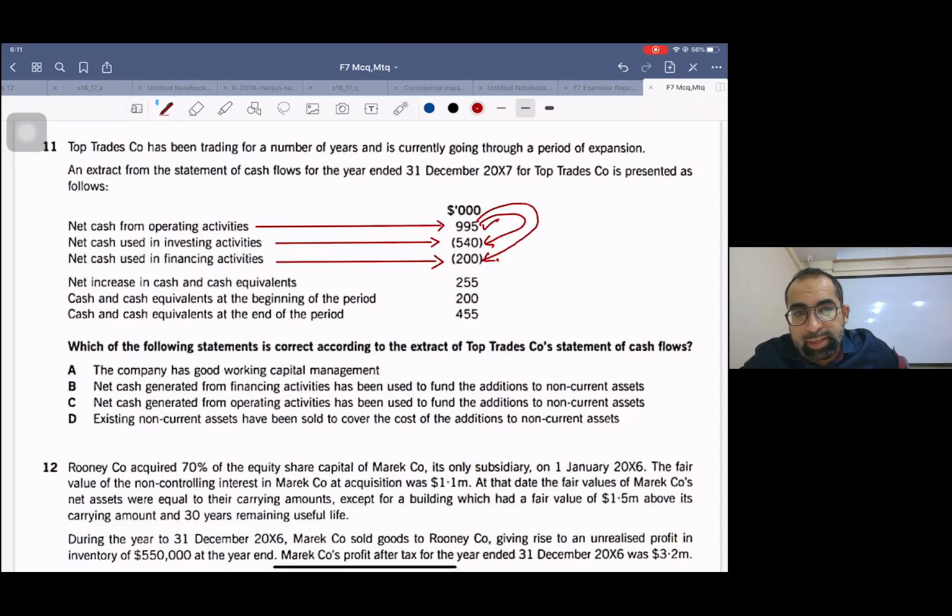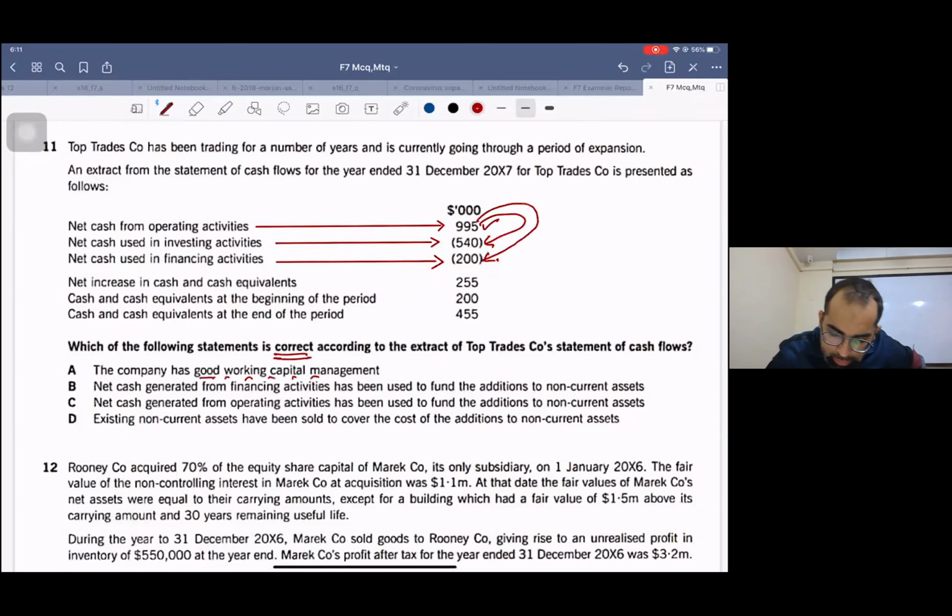Okay, so now let's start. Which of the following statements is correct? We have to give the obvious statement. The company has good working capital management. There is nothing written about working capital, dear student. No mention of inventory, receivables, payables. How can I say anything about working capital? So I should not go with this answer, because this question does not relate anything to working capital, so it's better not to take this.